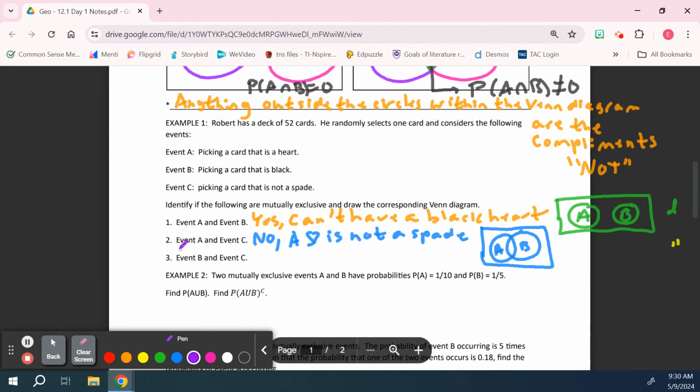here's event A, here's event B, we will have that intersection. All right, for the next one, event B and event C. So event B is picking a card that is black and event C is picking a card that is not a spade. The question here is, if we pick a card that is black, could it be something other than a spade? Yes, it can be. What can it be? A club, right? So this is not mutually exclusive because we have clubs that are black, right? And we would have the same Venn diagram. Questions on that?